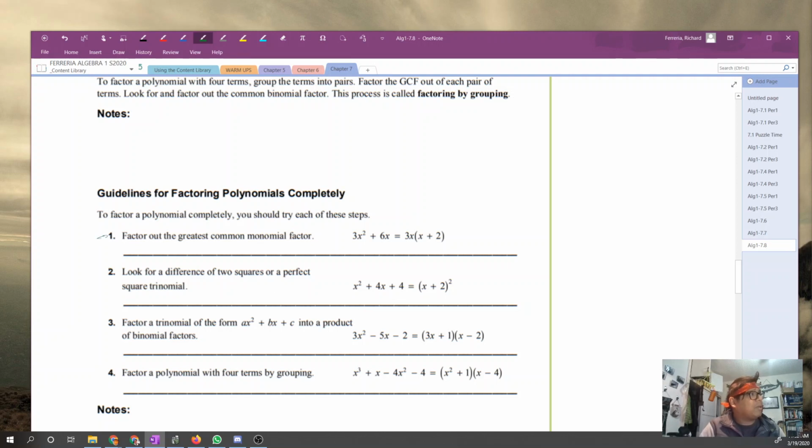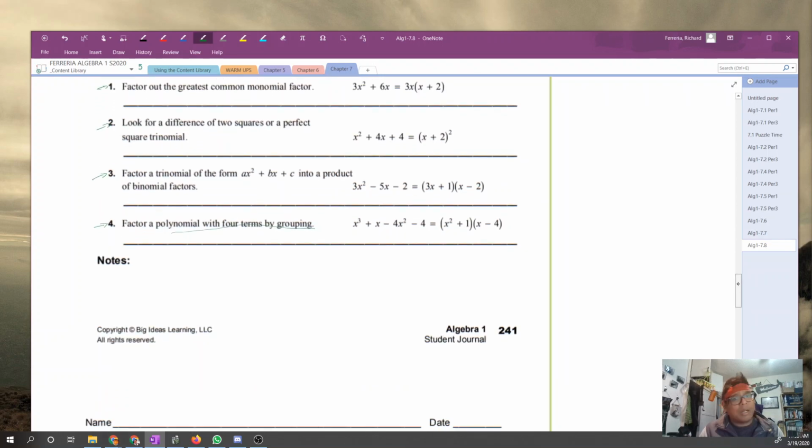Factor the greatest common monomial factor. Look for a difference of squares. If not a difference of squares or a perfect square, you factor ax squared plus bx plus c. And once you're done with that, you're going to factor a polynomial with 4 terms by grouping. And we'll do that later. Okay, we're going to look at that. That's if you have 4 terms, factor by grouping.